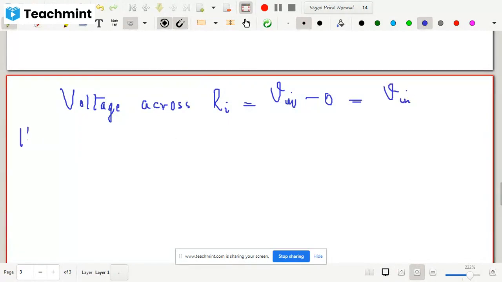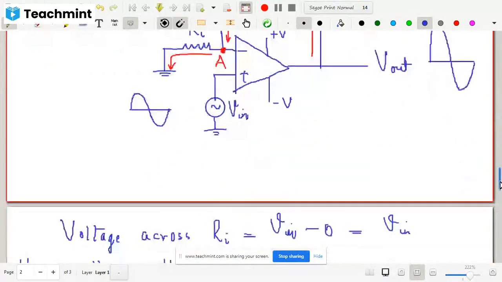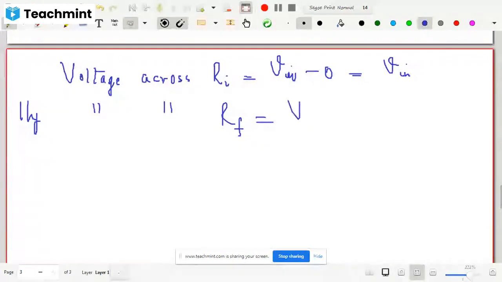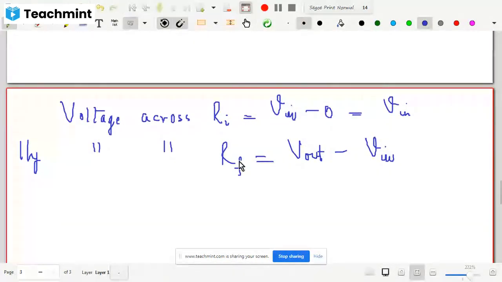Similarly the voltage across RF. Now what will be the voltage across RF? Let us go back to the diagram. In RF the plus minus drop is like this now, okay? So this voltage is nothing but the output voltage minus this VA. That means V out minus VA. VA is V in. So it is V out minus V in. So this is the voltage drop across the feedback resistance RF.